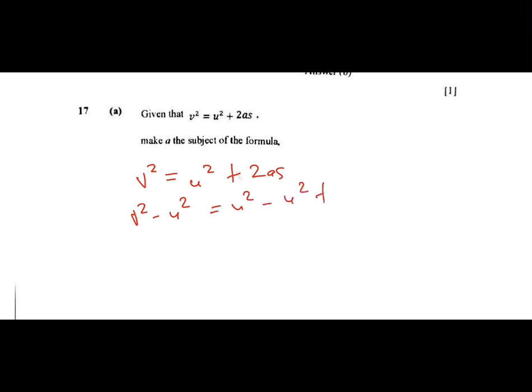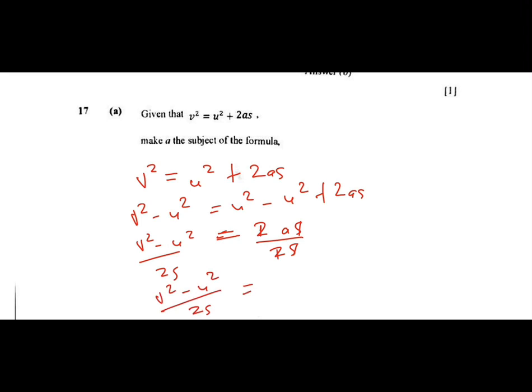So we can subtract u squared from both sides. V squared minus u squared is equal to u squared minus u squared plus 2as. So it will be v squared minus u squared is equal to 2as. We divide both sides by 2s. Then we remain with v squared minus u squared over 2s is equal to a. So whatever you do on the left side of an equation, you also do on the right side of the equation, so that you maintain the equality of the equation.